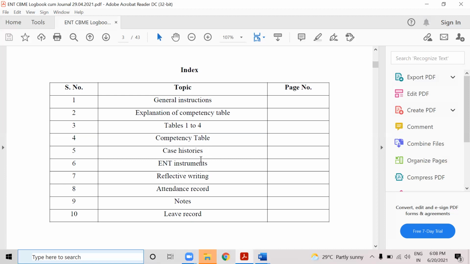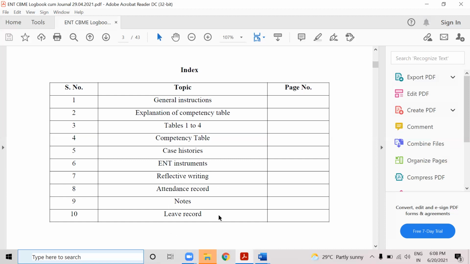A student should complete 5 histories. Then some pages for ENT instruments. Then some pages for reflective writing. Then the phase-wise attendance record of the student. Some pages for notes if they want to make any note during their clinical postings or theory. So some pages are kept. And finally, their leave record.